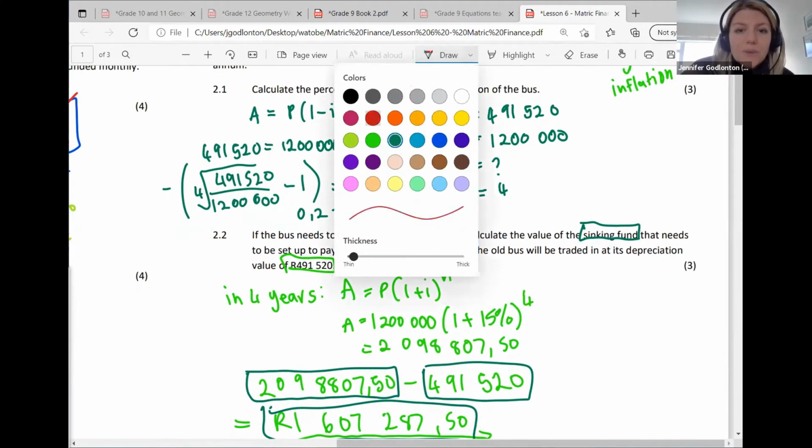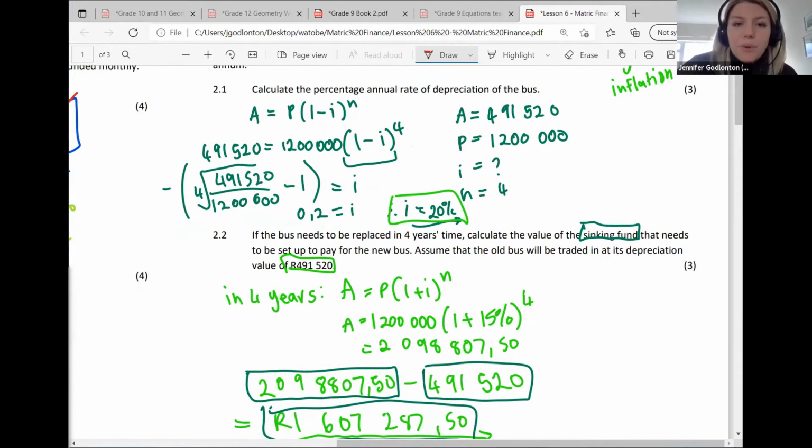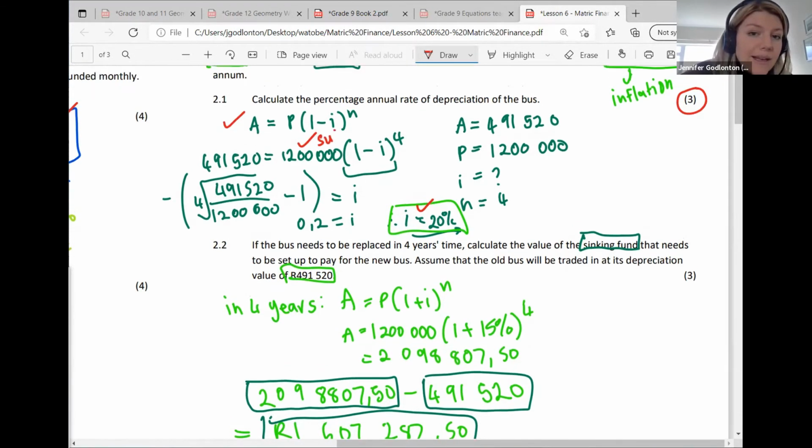I didn't show you where these marks were, I just realized right now. So in 2.1, it was out of 3 marks. Our final mark would be the 20%. And then you would get a mark for knowing that it's the reducing balance formula. So you having the right formula, and then a mark for subbing in things correctly. So it's called a sub mark, making sure that you've put the values where they need to be. So your A is where it needs to be, your P is where it needs to be, and then you get a mark for your answer. So that's the first 3 marks.